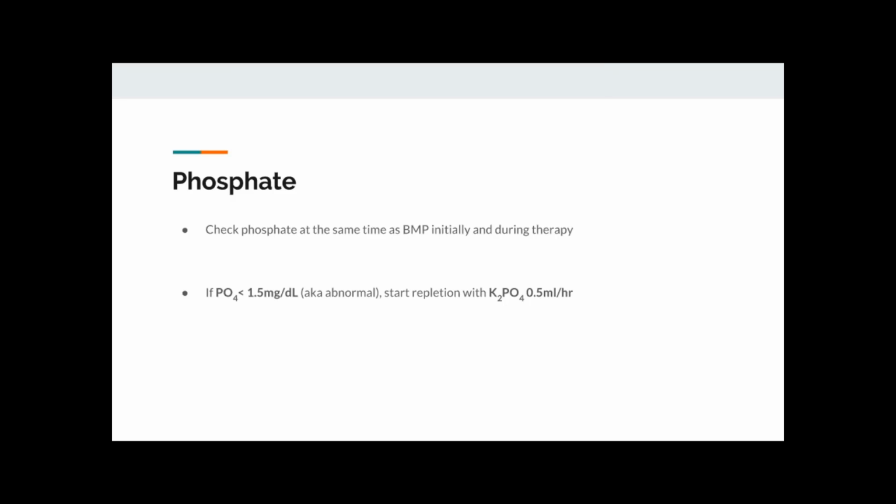Okay. So we've talked about fluids, we've talked about potassium. When you give it this low, it's actually not that much of a problem, but you're right. You should think about it when you're adding potassium.